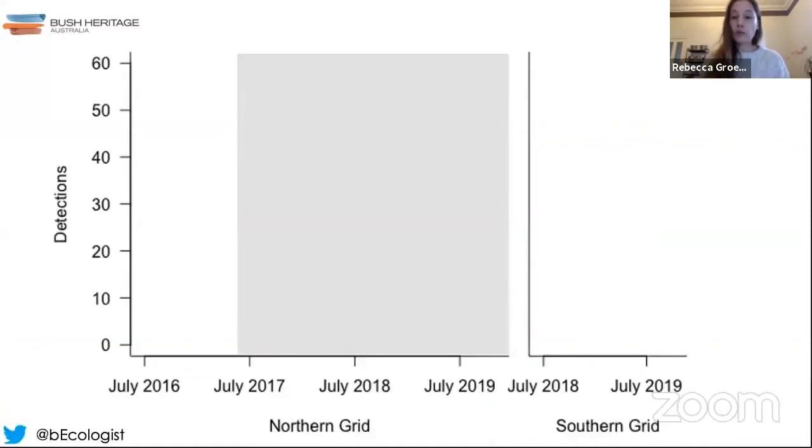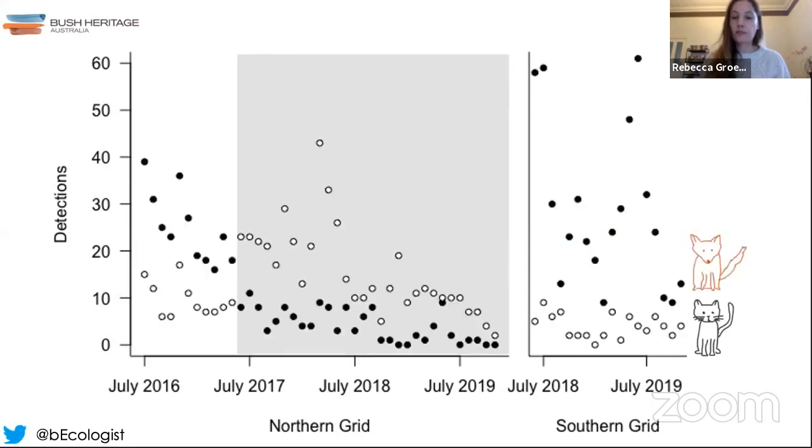So I'll start with the raw number of detections in each grid. The grayed out area indicates the period of intense predator control in the northern grid, and please note the dates differ between the two grids. Here we have the raw counts of foxes in black and cats in white. We can see that there's quite a bit of noise in the raw data.